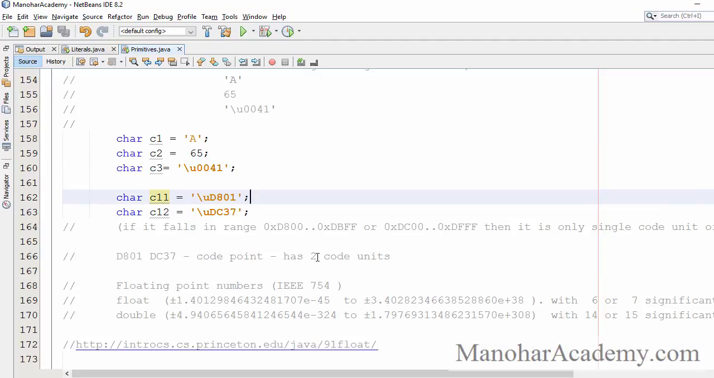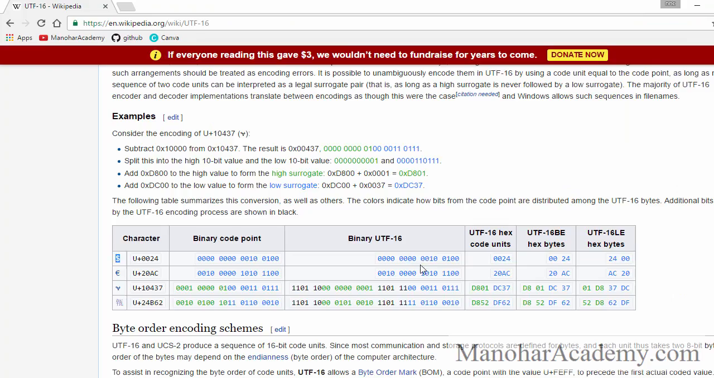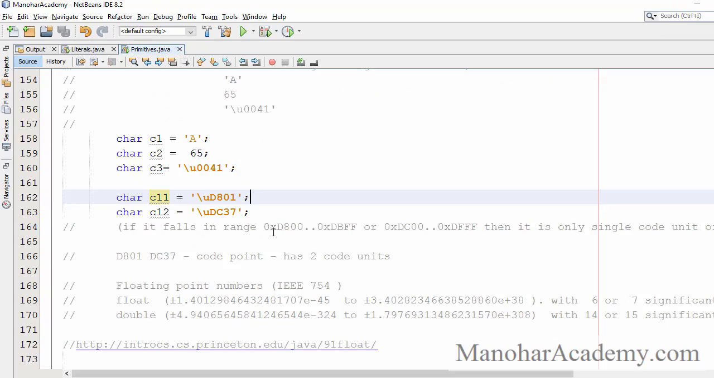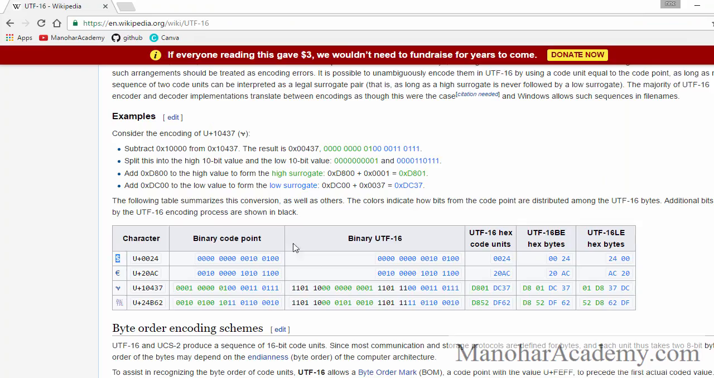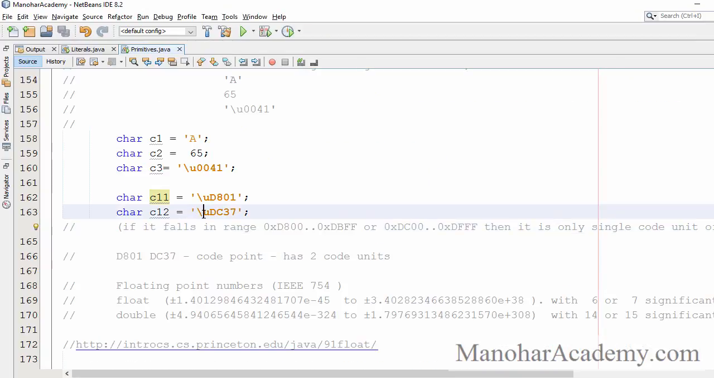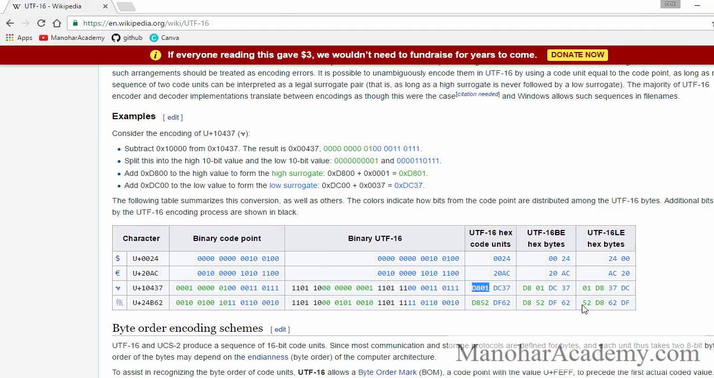So the encoding technique is very intelligent. The way they are encoding is very intelligent. If it is falling in the range between D800 and DBFF, then this is the first code unit of a character. If it is falling in DC00 to DFFF, then it is the second code unit of a character.